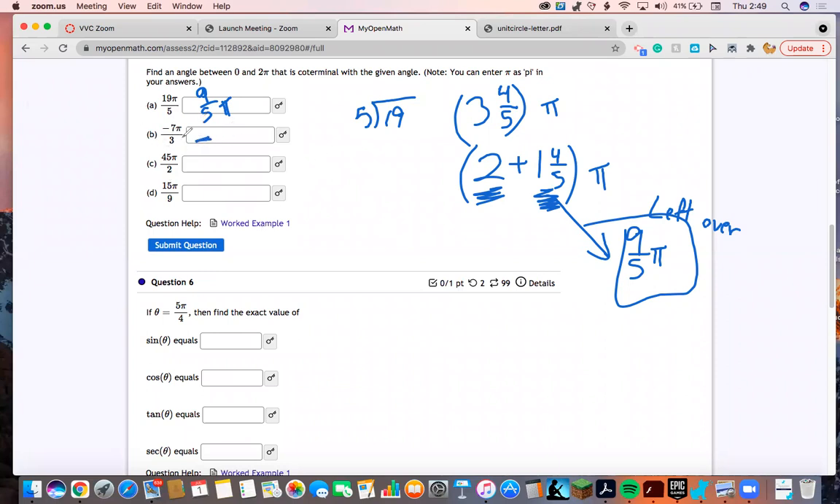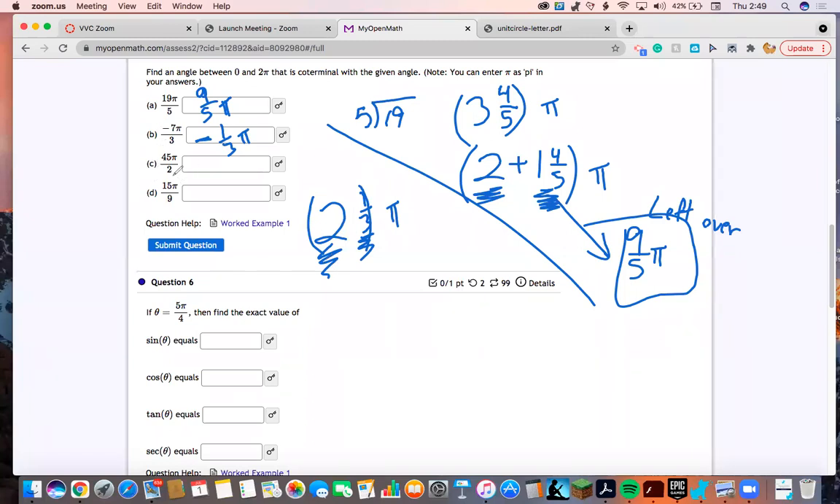3 goes into 7, what is that, 2 times? And then there's 1/3, so this is 2 1/3 pi. So there's a 2 pi right there, and the only thing left is 1/3. So this would be a negative answer, but 1/3 pi is what's left over after the first 2 pi.